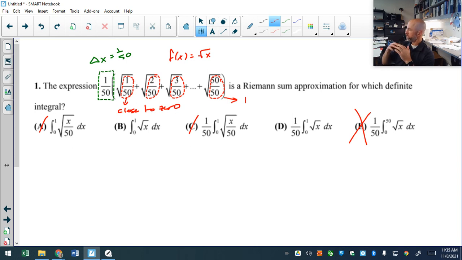What do you think? Yeah, B doesn't have a 1 over 50. Does it? It does.